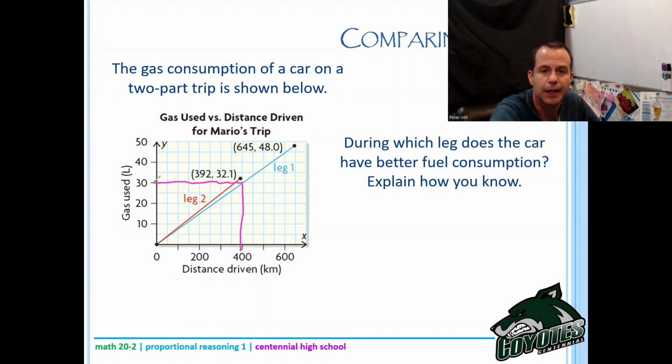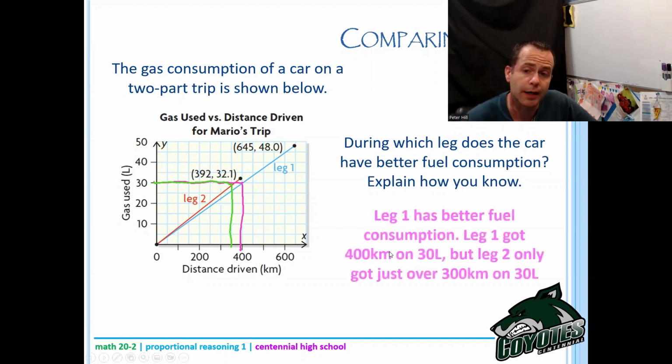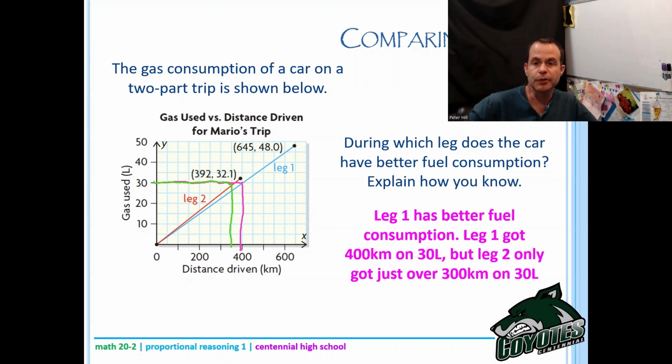Okay, but leg 2, there's the 30 liter mark. So that was only like 350-ish kilometers, okay? So I got less amount of kilometers on the same amount of liters, which means leg 1 has to be the better fuel consumption. Leg 1 has the better fuel consumption. Leg 1 got 400 kilometers on 30 liters, but leg 2 only got just over 300 on that same amount of liters, okay?